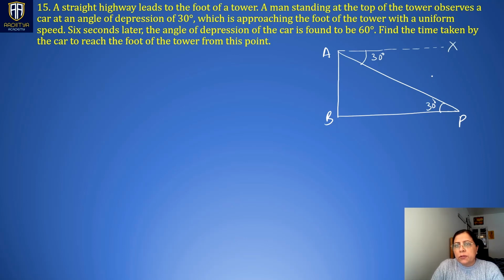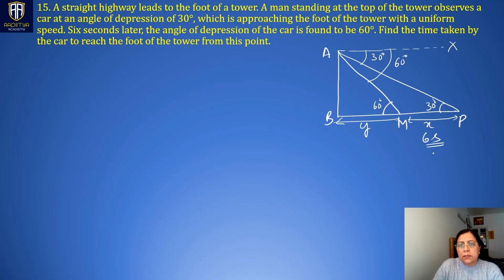Now the man at the tower observes a car at an angle of depression of 30 degrees, which is approaching the foot of the tower with a uniform speed. 6 seconds later, the angle of depression of the car is found to be 60 degrees. Right? Let this distance be x. This distance be equal to y. This distance has been covered in 6 seconds. Find the time taken by the car to reach the foot of the tower from this point.